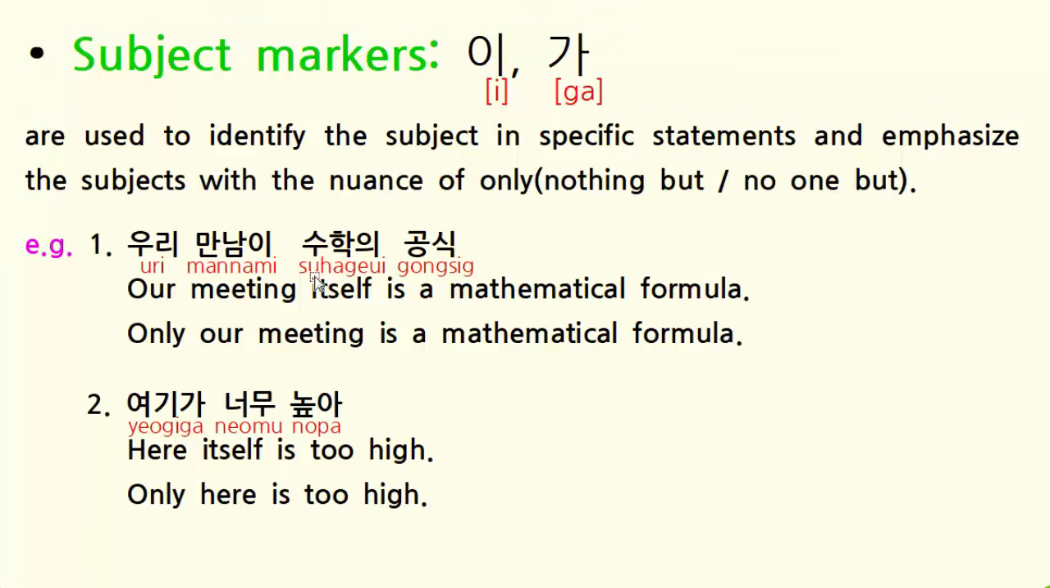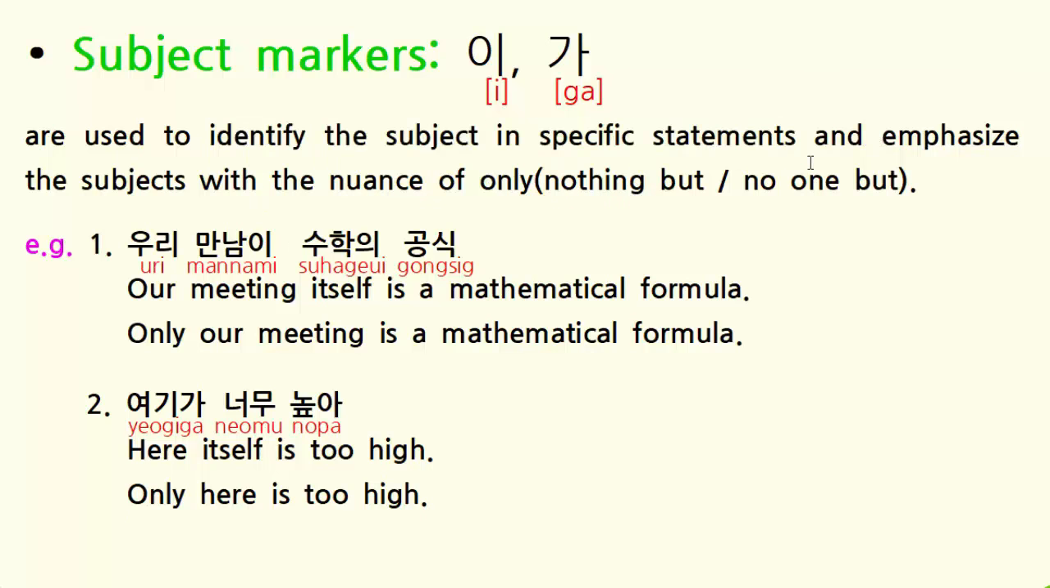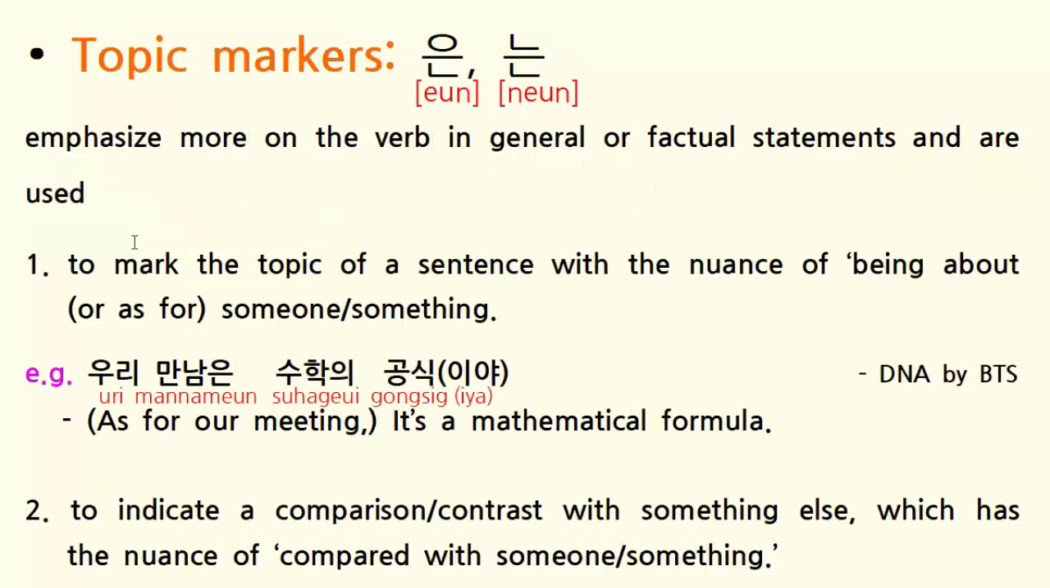So when you use these subject markers, then you can identify the subject in specific statements, and the markers emphasize the subject, and they have the nuance of only. So these are the main differences between topic markers and subject markers.